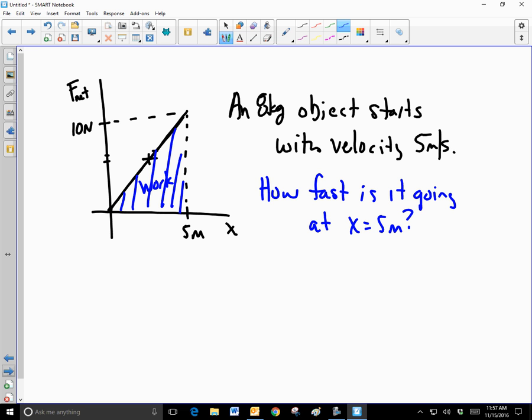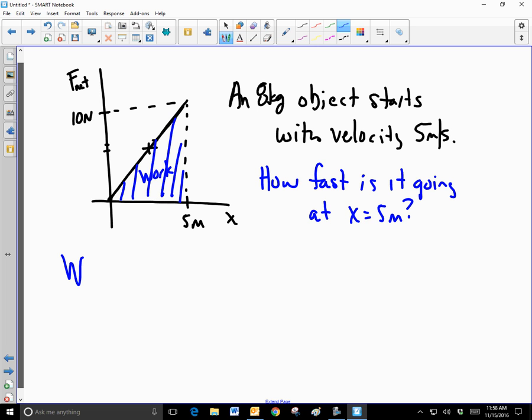I do work on the object, so I'm changing the energy of that object. So if I know how much it started with, and I know how much it changed by, I can tell you how much it has in the end. All right, so that's the progression here. Anytime you see work, you can think change in energy. How much did I have? How much do I have now?